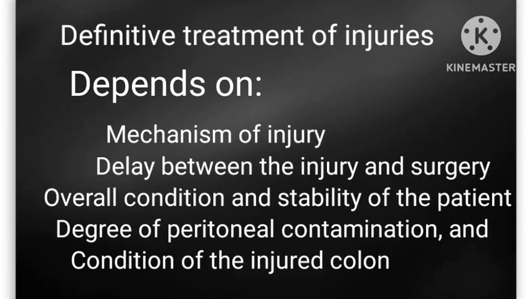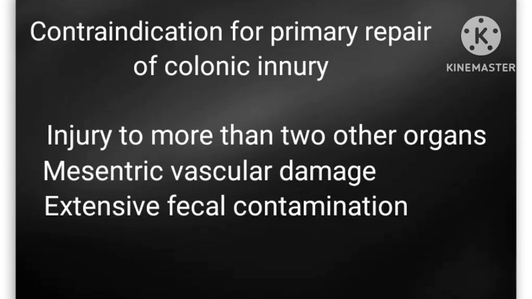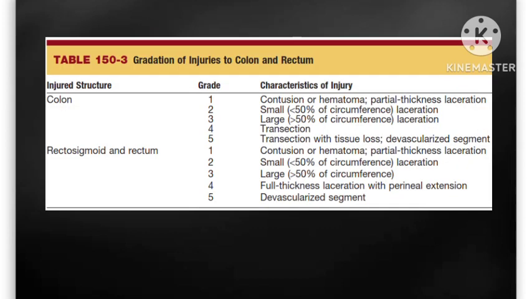Definitive treatment of injuries usually depends on five factors: mechanism of injury, delay between the injury and the surgery, overall condition of the patient, degree of peritoneal contamination, and the condition of the colon. Those are the factors that usually contraindicate primary repair. So if there are more than two organ injuries, mesenteric vascular injuries, and extensive fecal contamination, we have to do resection, anastomosis and colostomy, or colostomy.